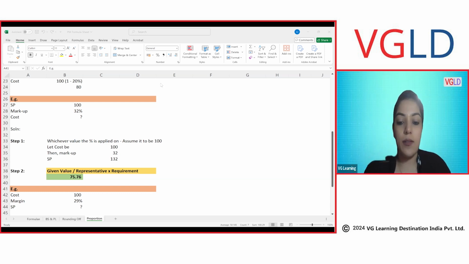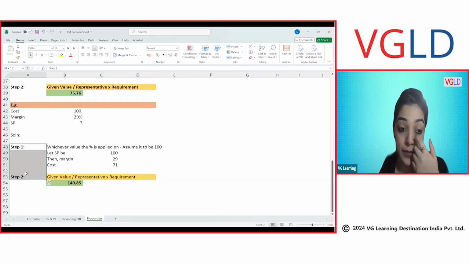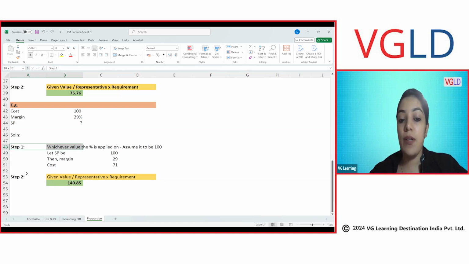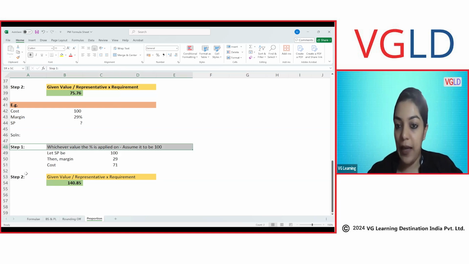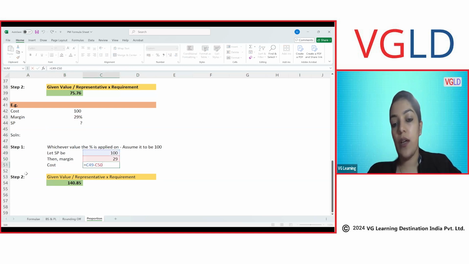All of you, message me your answers, please, in the chat. Okay, very well done. So, what you have to do is, again, the same steps, very simple. Step 1 is whichever value the percentage is applied on, assume it to be 100. So, in this case, margin is the percentage which applies on selling price. So, let selling price be 100. Then margin will be 29. And in that case, the cost becomes what? 100 minus 29, which is 71.